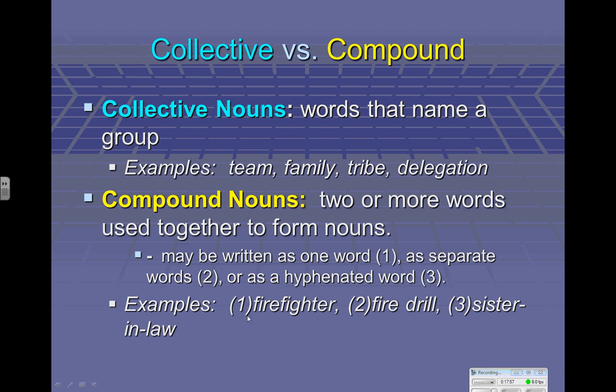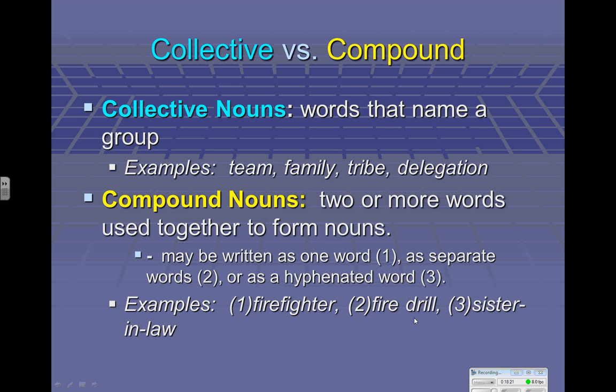So for example, if you see here, firefighter, when words have been paired together over time, gradually they merge and they kind of smush together, and there's no space and there's no hyphen, there's nothing in between them. They're just together. Okay? So for example, fireside, firefighter. Those are examples of compound nouns where they are all just one word.